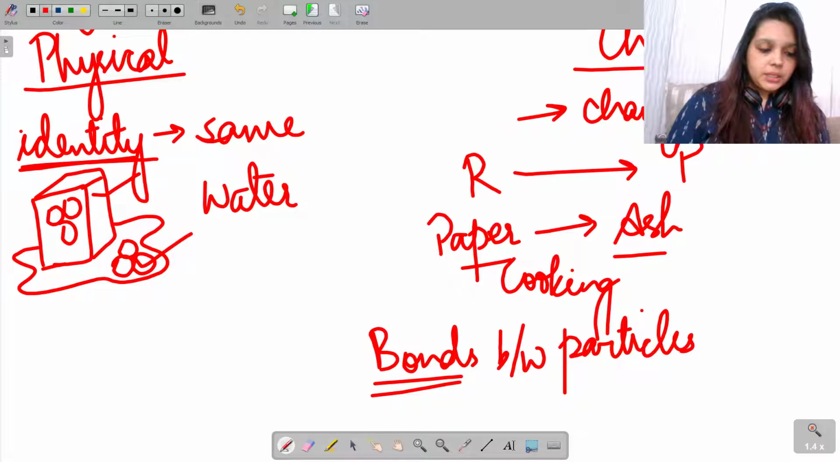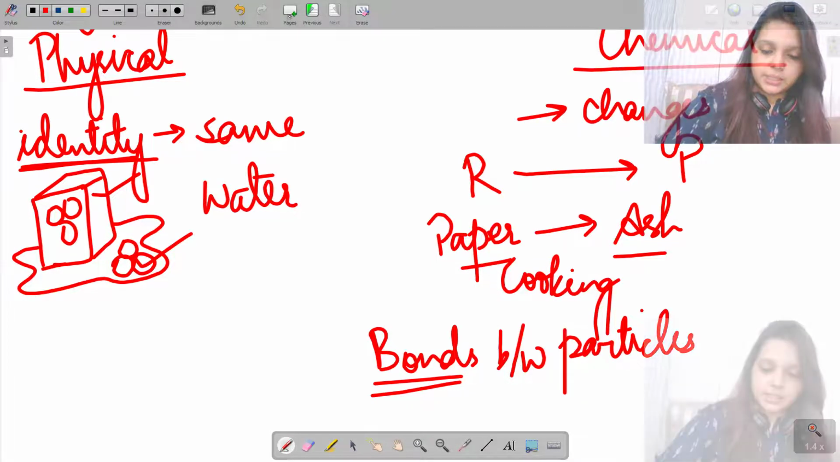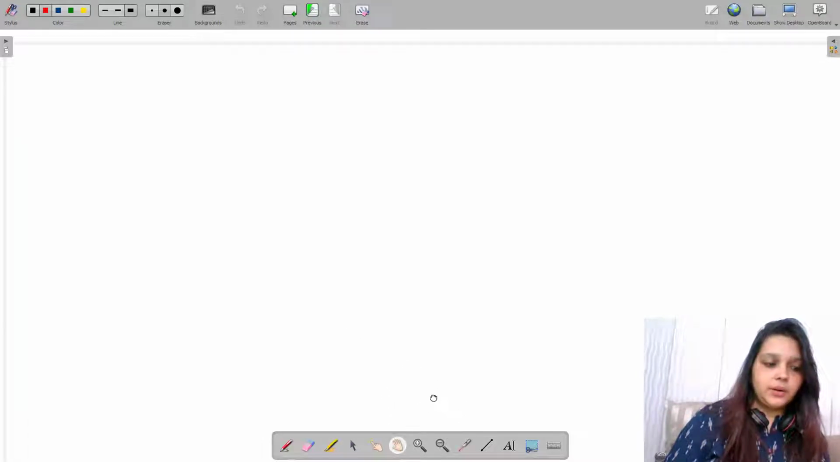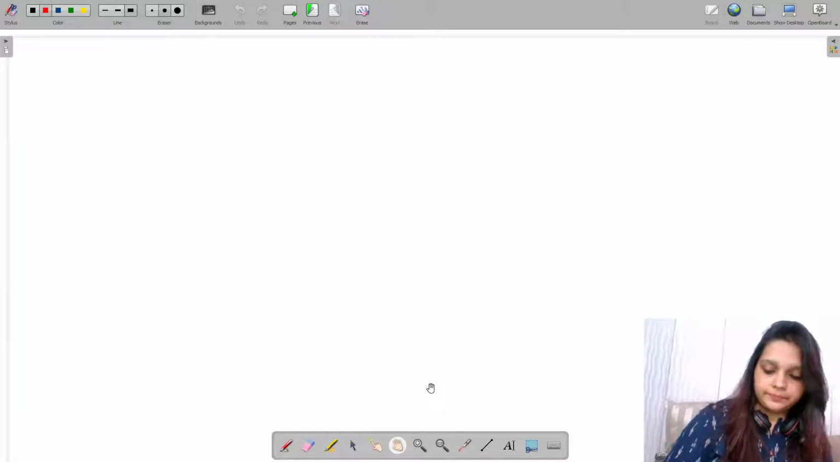Okay, so we have learned about changes, physical and chemical changes. One another aspect that we have here is about the chemical equation.